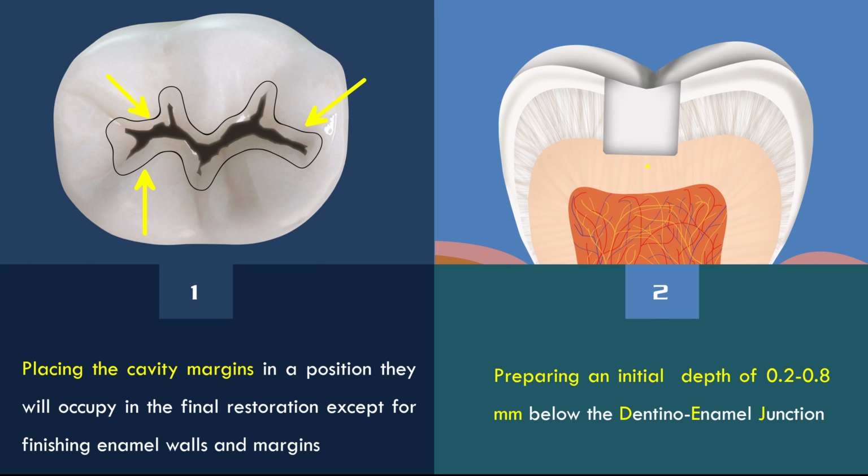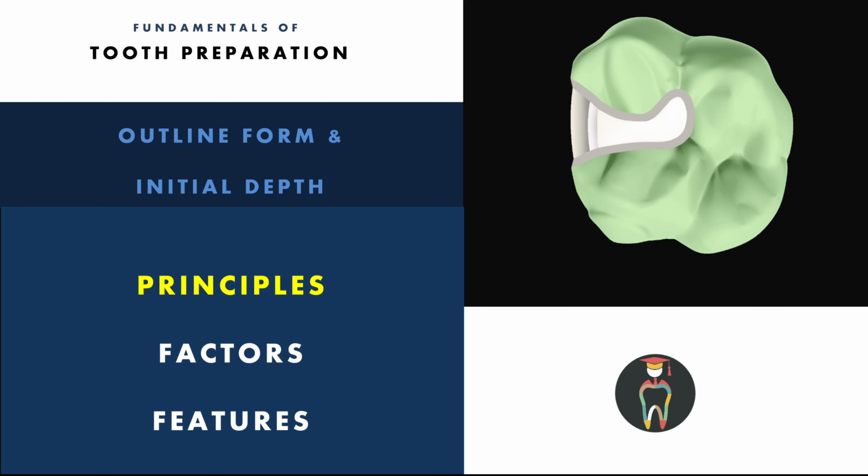And the second feature is preparing an initial depth of around 0.2 to 0.8 millimeters below the dentino-enamel junction. Even if the extent of the decay is bigger and deeper than the specified depth, in the initial stage we should never make the tooth preparation deeper than this specified depth of 0.2 to 0.8 millimeters. The outline form and initial depth are governed by different principles, factors and features. Let's see about all these in detail.